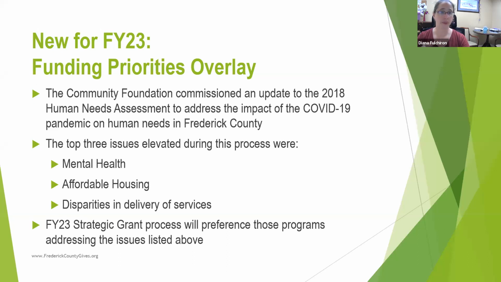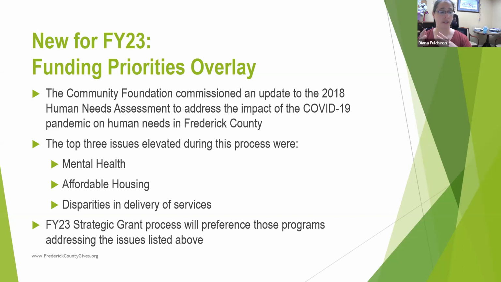The top 3 issues that were elevated during this process were mental health, affordable housing, and disparities in delivery of services. So we're talking about disparities related to disenfranchised communities, BIPOC populations, LGBTQ, disability community, those sorts of issues. And so for our FY23 strategic grant process, there will be a preference within those 3 buckets for programs that address mental health, affordable housing, and disparities in delivery of services.